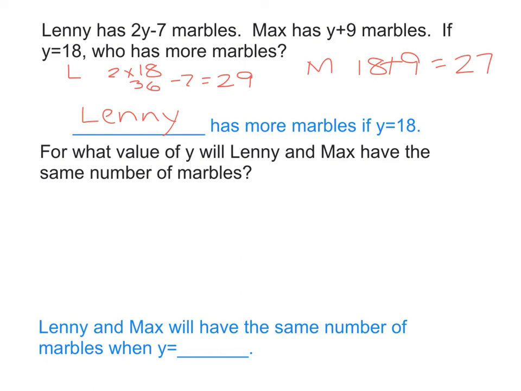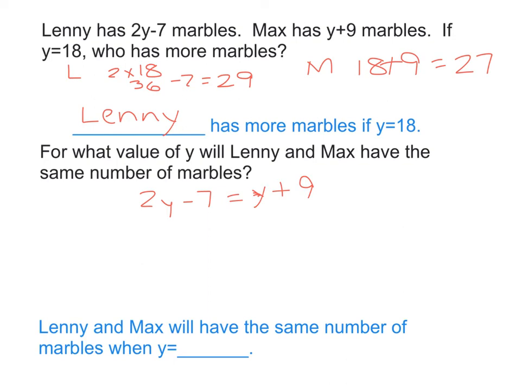To know when they will have the same number of marbles, I could do trial and error. I could try some different values for y in each of these cases until both answers come out the same. Or I can set them equal to each other: 2y minus 7 equals y plus 9. Combine my like terms until I have what y equals.